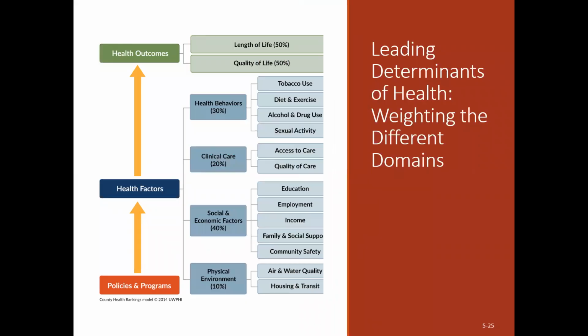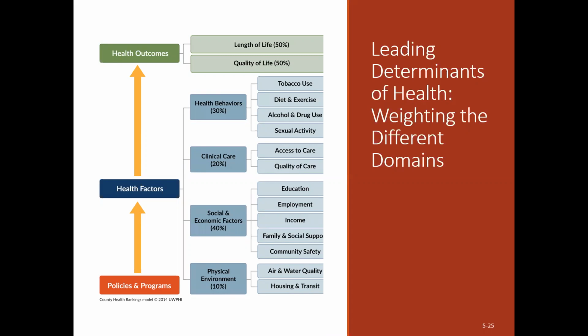So you'll see on your screen the model that County Health Rankings uses. And really, again, looking at length of life and quality of life that impact health outcomes. They also look at health factors, how they impact those counties. And you'll see on your slide that health behaviors are weighted at 30% of the impact on our health outcomes, really looking at, again, tobacco use, diet and exercise, alcohol, drug use, sexual activity. Clinical care is only 20% of impact on those health outcomes, really looking at access to care and quality of care.